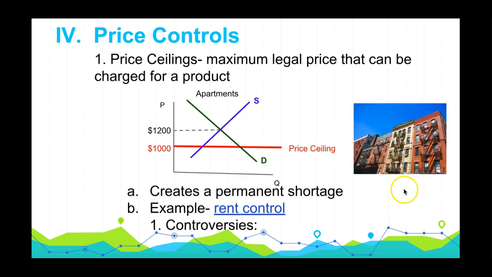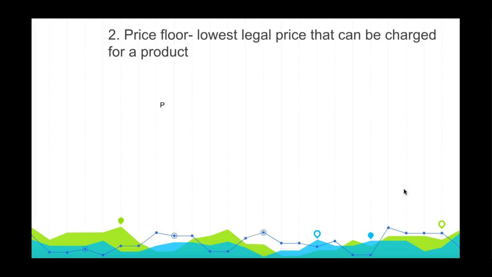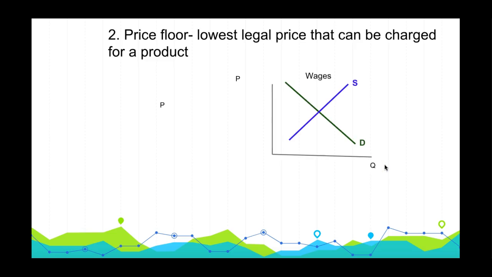All right, so let's talk about the opposite. What about a price floor? So a price floor is the lowest legal price that can be charged for a product. So it's basically the opposite of a ceiling, but it doesn't work for the same types of products as price ceilings. The best example of a price floor actually works with wages. In other words, what we're getting paid to do our job.